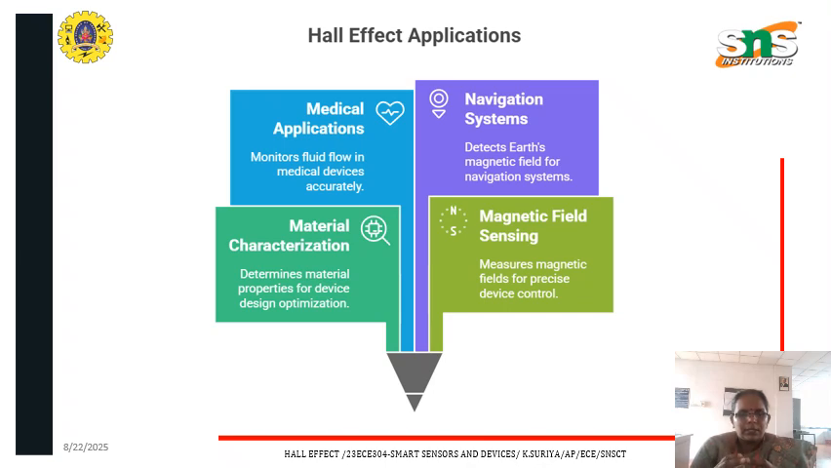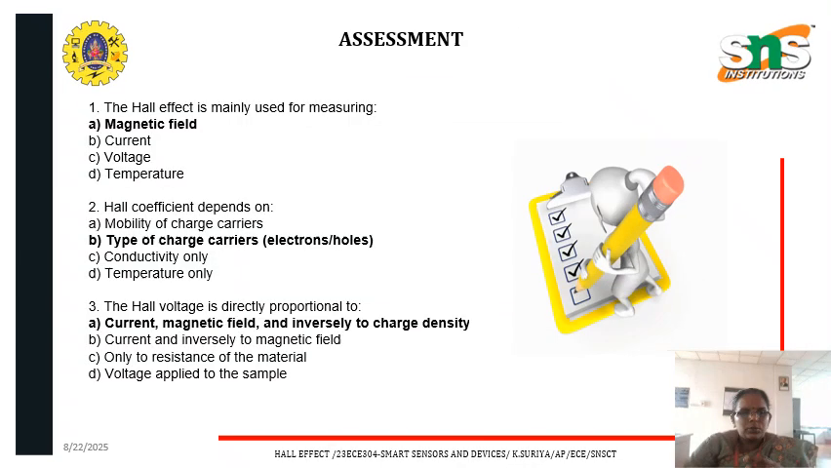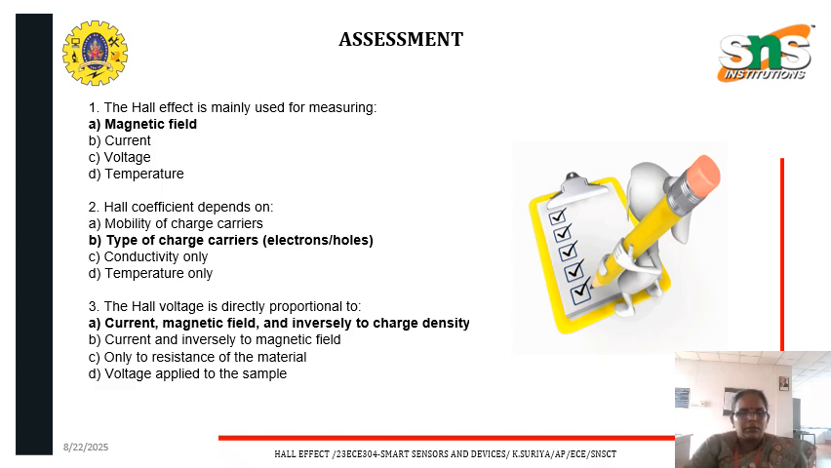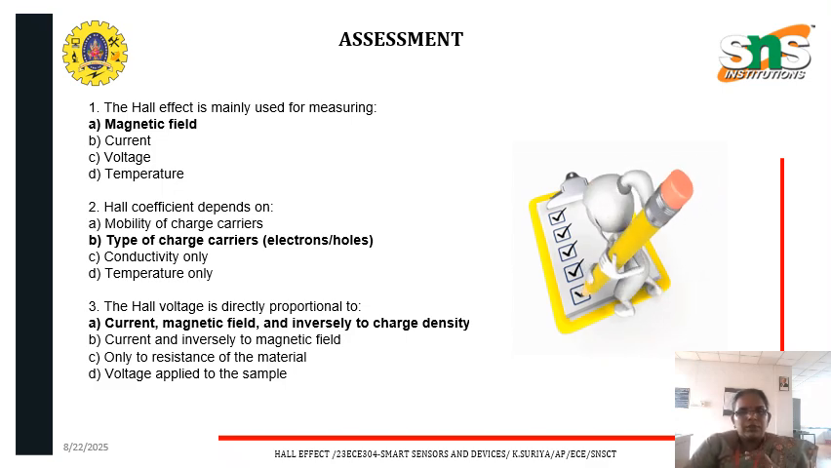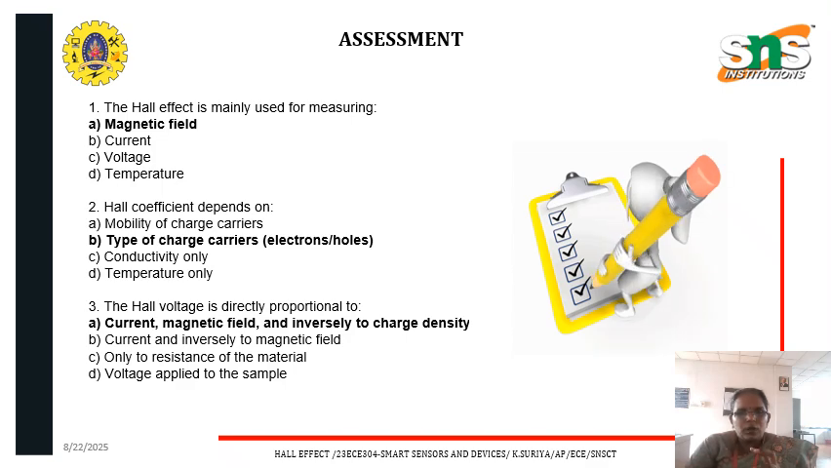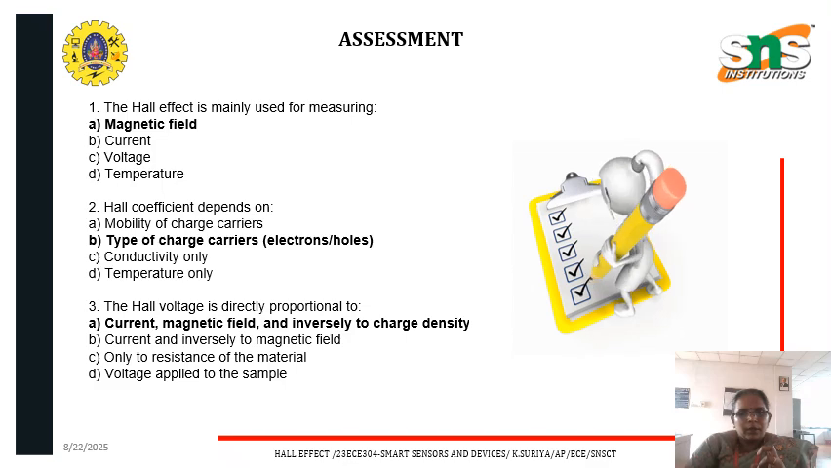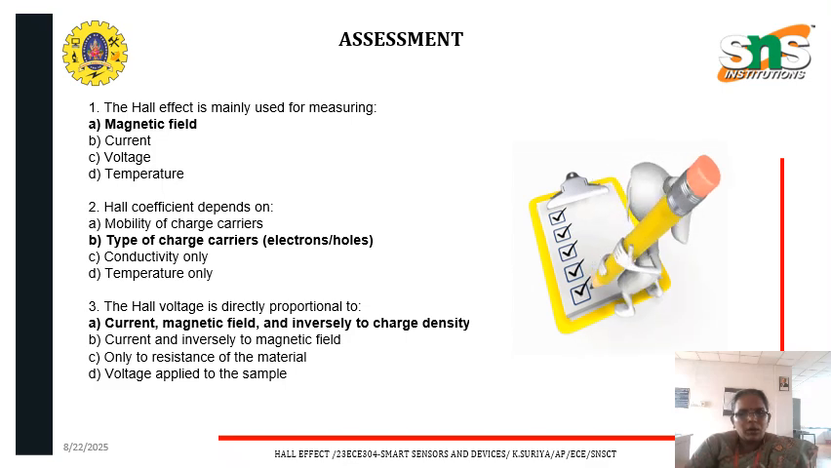So, if you understood the Hall effect sensor and its working in detail, let us take up some assessment questions. So the first one is, the Hall effect is mainly used for measuring. The answer is magnetic field. Hall coefficient depends on the type of the charge carriers, whether it can be an electron or a hole. And the Hall voltage is directly proportional to the current and magnetic field, and inversely proportional to the charge density.